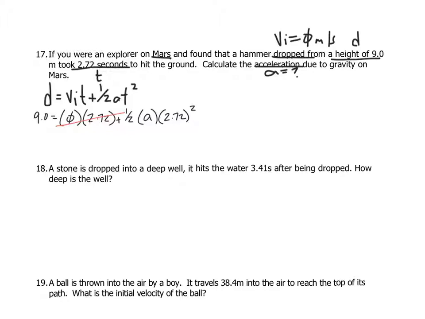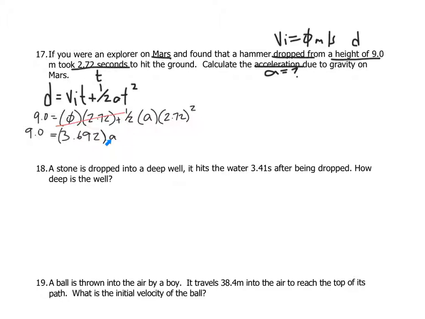What I like to do is do everything on the right side, starting with the exponent. So 2.72 squared times 1/2, or times 0.5, gives me 3.692. And I still have A, can't forget A, and it all still is equal to 9, that doesn't change.